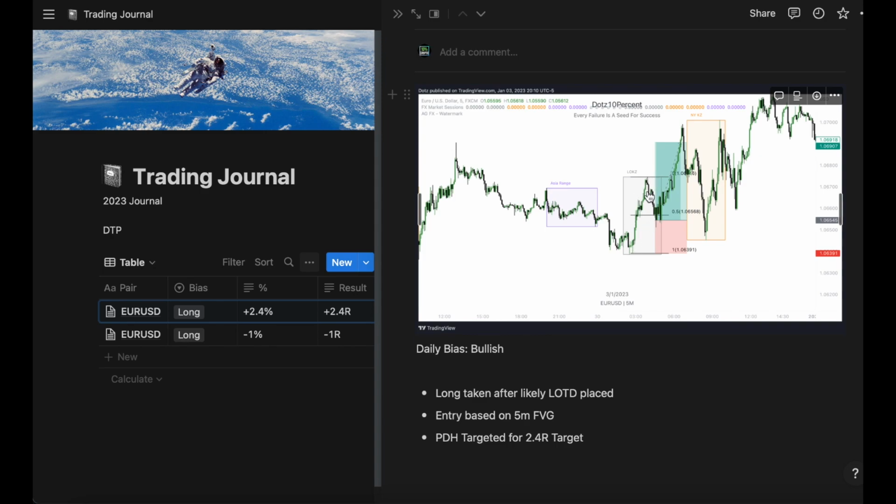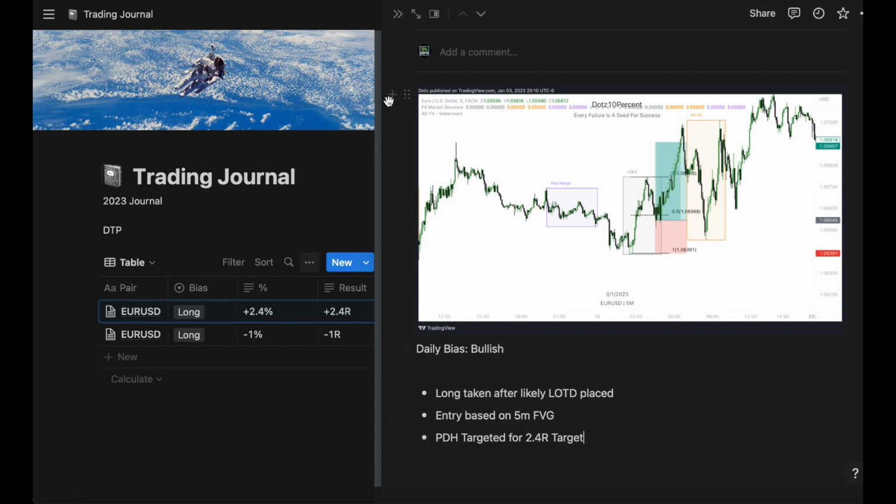We take this whole range. Price comes to a discount. We enter off the first 5-minute fair value gap. So as I said, entry off the 5-minute fair value gap, and then what's our target? The previous daily high, which was this high over here. Now, this trade that I'm showing you guys is forged. It's not real. This is based on last Friday's price action. It's just an example.